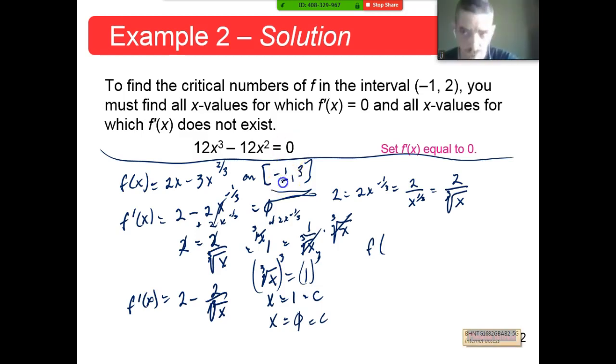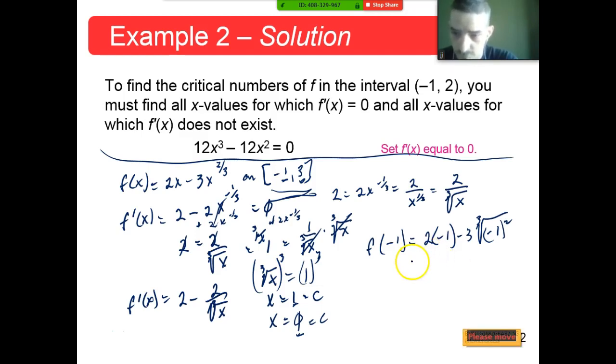So here's a value: -1, 0, 1, and 3. Let's evaluate it at all of these places. F of -1. That's 2 times -1 minus 3 times, I'm going to write it this way, the cube root of -1 squared. That legal? We're doing the function, not its derivative, the function.